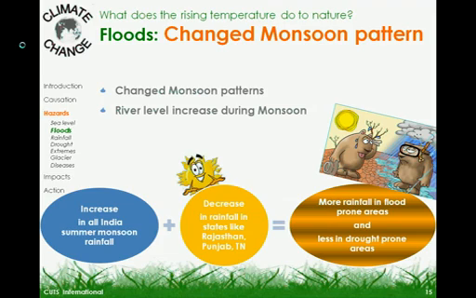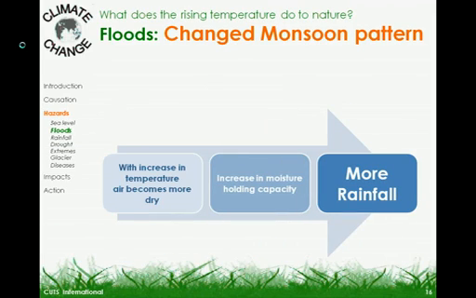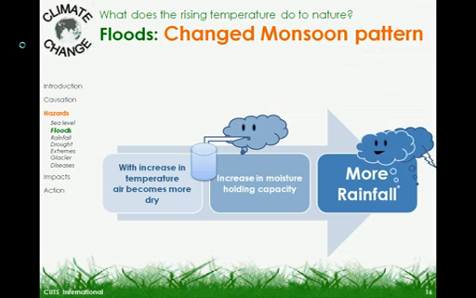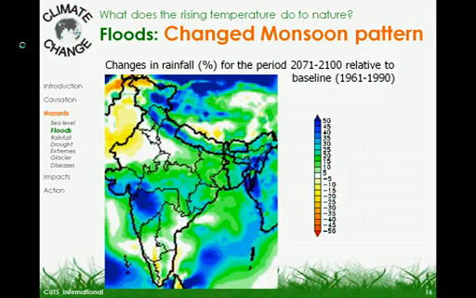Also, the number of rainy days is likely to decrease while the intensity of rains is likely to increase. The reason why more rainfall occurs in flood-prone areas is, with increasing temperature, air becomes more dry. This results in increase in moisture holding capacity of air, thus causing more rainfall in the Indian subcontinent.